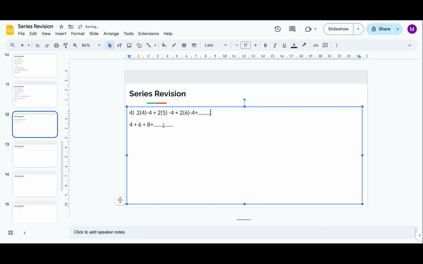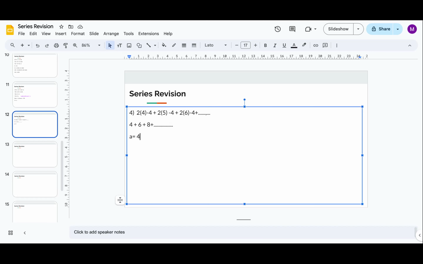Okay, now we have enough information to try wrap our minds around the question. So we know that for whatever we're working with, our A value is equal to 4. That is the value of our first term. Okay, now let's check, are we working with an arithmetic or a geometric series?